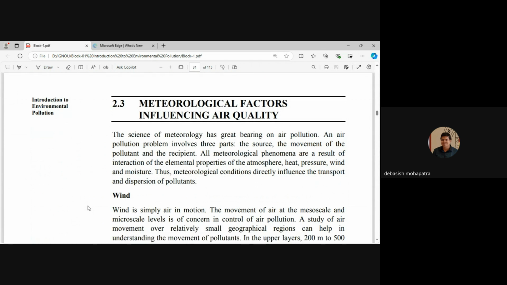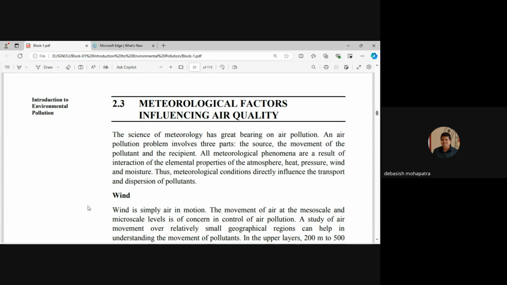Then meteorological factors influencing air quality. The science of meteorology has great bearing on air pollution. An air pollution problem involves three parts: the source, the movement of the pollutant, and the recipient. All meteorological phenomena are a result of interactions of the elemental properties of the atmosphere: heat, pressure, wind, and moisture. Thus, meteorological conditions directly influence the transport and dispersion of pollutants.